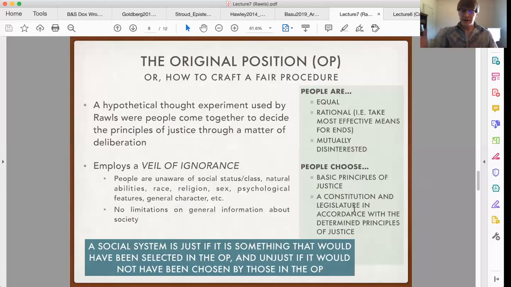Okay, so the idea here is that when we enter into that state of ignorance, we don't know whether we're going to be part of the richest group or part of the poorest group, right? So the idea is that we need to make society such that the people who are the worst off are made as good as they can be, because we don't know whether we're going to be part of that group.